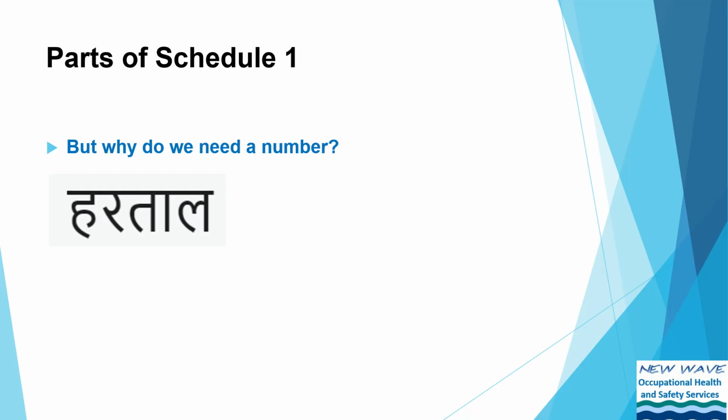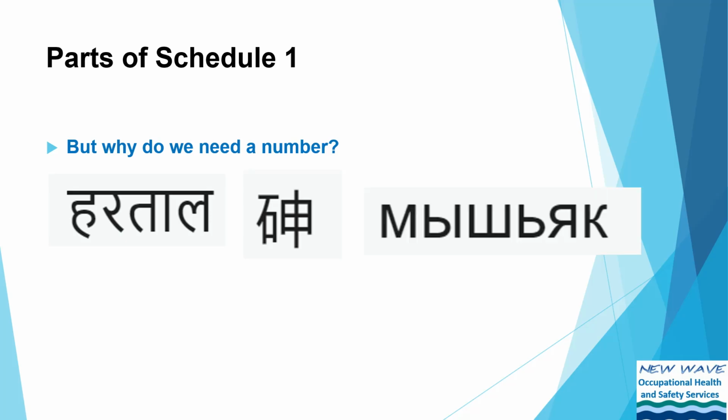But the products all have names. Why do we need a number? I will illustrate why with a simple example. Look up at the word on the screen. Is that product dangerous? That's a bit of a complicated word. Let's simplify it with this one. No takers? Well, let's use a more recognizable alphabet. Still a mystery? Well, now this is the ultimate clue.